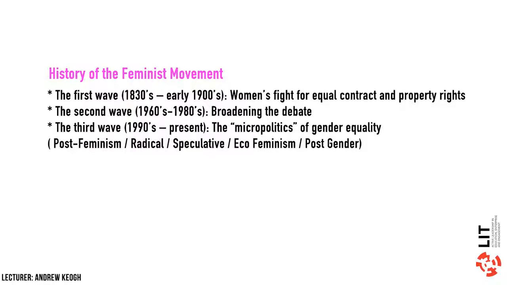Okay, so if we want to do a snapshot breakdown of the history of the feminist movement, we have what's commonly known as the waves of feminism that have happened historically up to present day: the first wave from the 1830s to 1900s, the second wave from the 1960s to about the 1980s, and the third wave from the 1990s onwards. It's not a hard and fast split, but they're just broad umbrellas in terms of chronologies to look at the history of the feminist movement through. Leading from the third wave into the future, I'm just going to look at post-feminism, radical and speculative feminism, ecofeminism, and post-gender, just to give a snapshot. But again, like I said, that's not the exhaustive list.